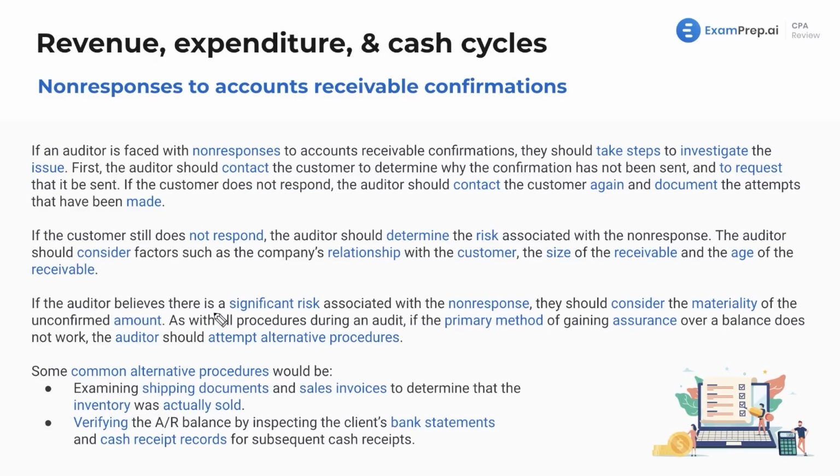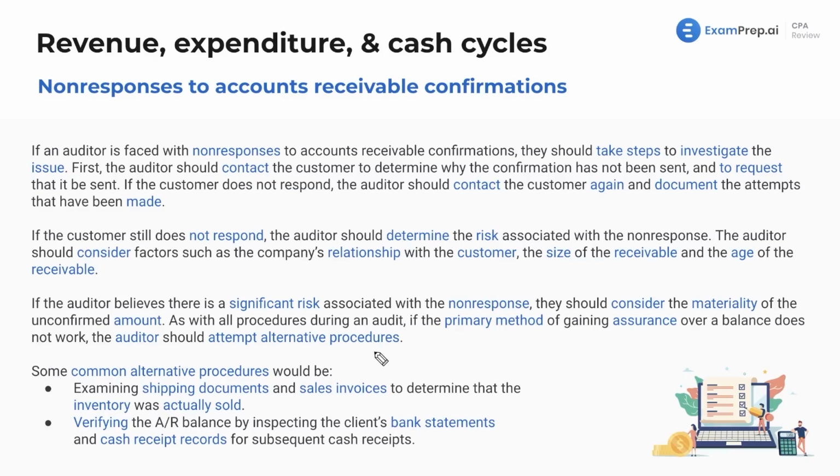If the auditor believes that there is still significant risk associated with the non response, they should consider the materiality of the unconfirmed amount. As with all procedures during an audit, this is very much true. We've got a lot of procedures. We have a concept of alternative procedures. So, if the primary method of gaining assurance, which in this case is confirmations, is your go to best testing thing for AR, right? Per the CPA, per just common sense, confirmations are the best thing to do. But if that doesn't work, then you should attempt alternative procedures. For everything, whether you're testing debt, cash, anything, there's always a way to perform alternative procedures to test it a different way, right?